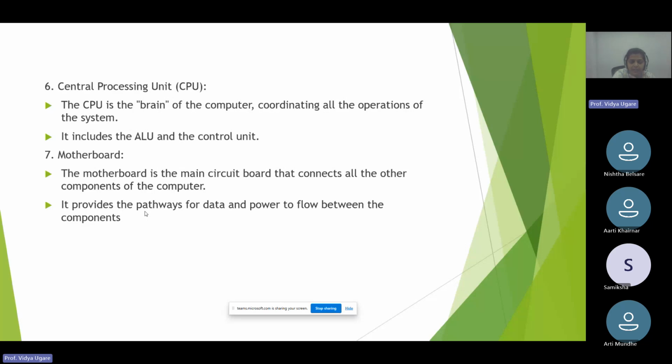Otherwise nothing is possible. Until and unless your motherboard detects any hardware you have connected, maybe internally, maybe externally, your processor will not come to know. So the motherboard is again a very important device.